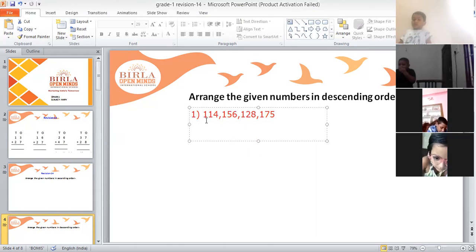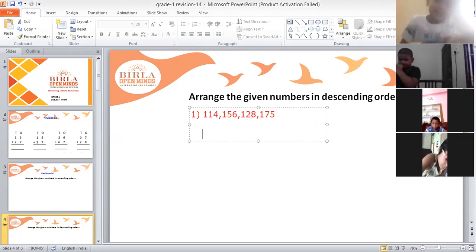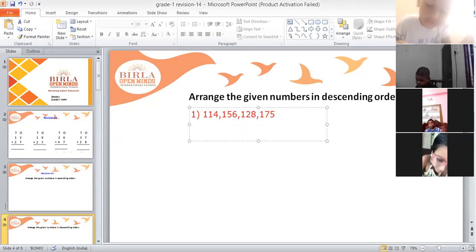And note down your first question also. 114, 156, 128, 175. Note down this question also. Now you have to arrange these numbers in descending order. Descending means from big to small.